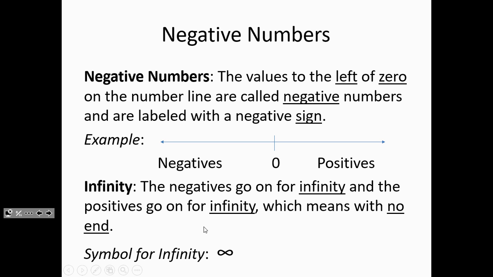Oh, before I forget, we also have a symbol for infinity. It's a figure 8 on its side. Basically, it's an oval that never begins and never ends. So it's infinite. It goes on and on forever. Okay, now you can write a question to the side.